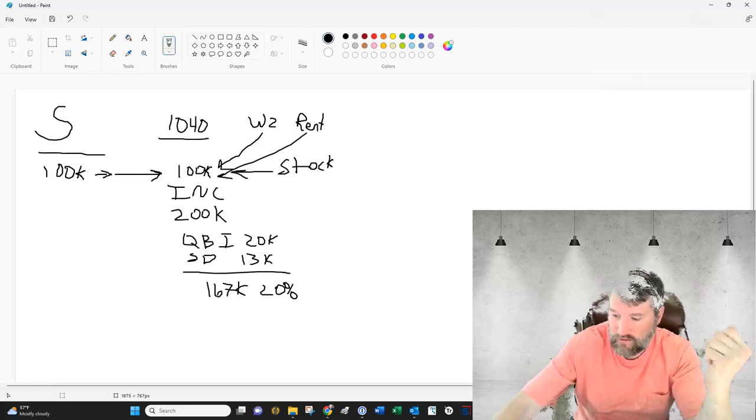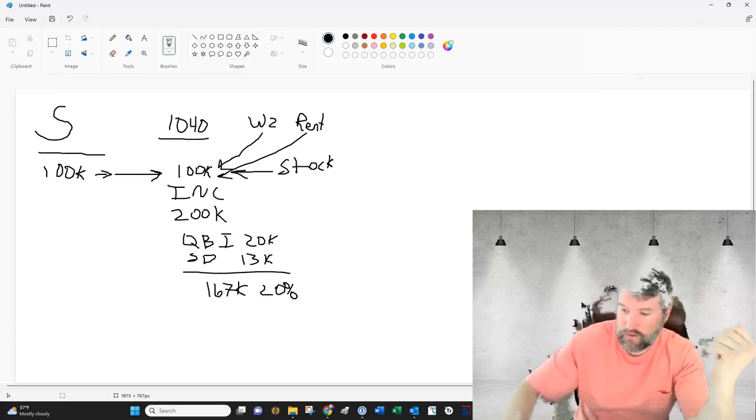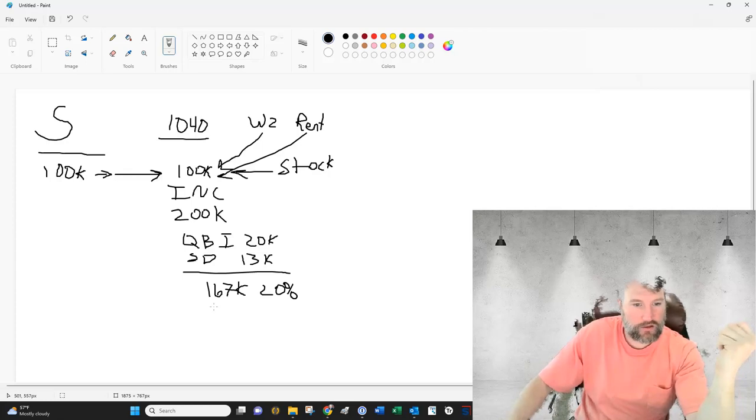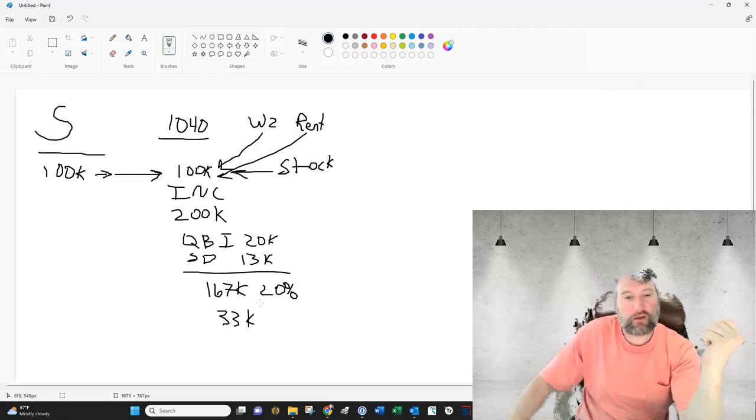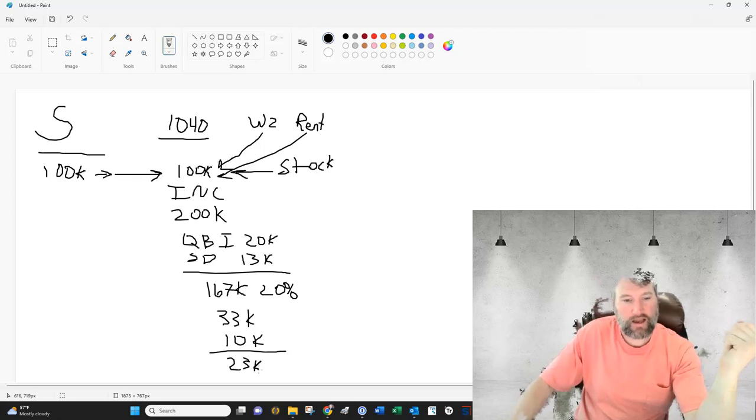So that means on $167,000, times that by 20%, you're going to owe about $33,000 in tax. All right. Then what's going to happen is we're going to say, okay, well, you had some income tax withholding on W-2s, or you made quarterly estimated tax payments throughout the year. So let's say you just happen to have $10,000 in income tax payments that happen throughout the year. So then we're going to say, oh, all right, you owe $23,000 in tax. That's what you owe the IRS. Now, there's going to be some other things at play there, but this is the basic concept of what is going on.